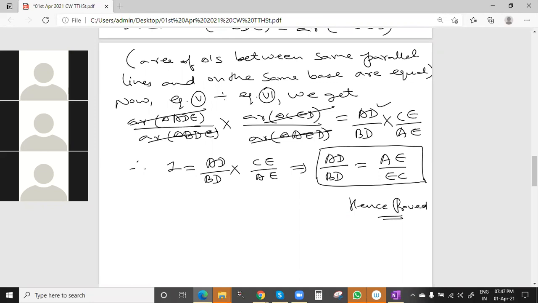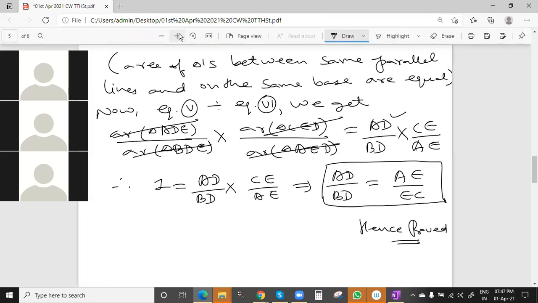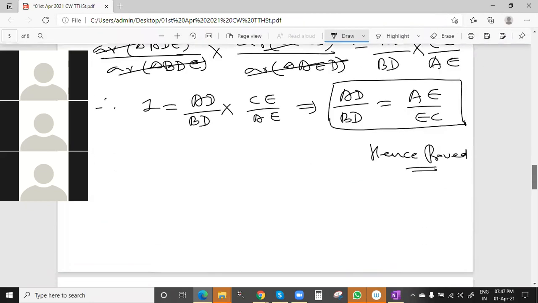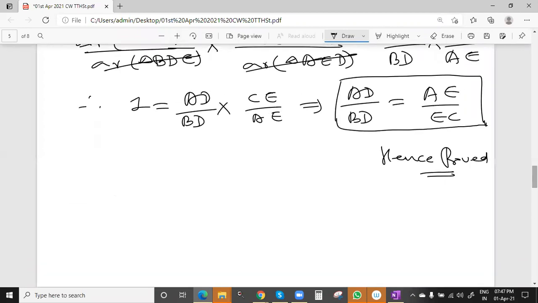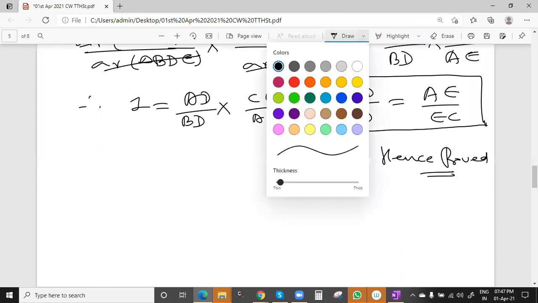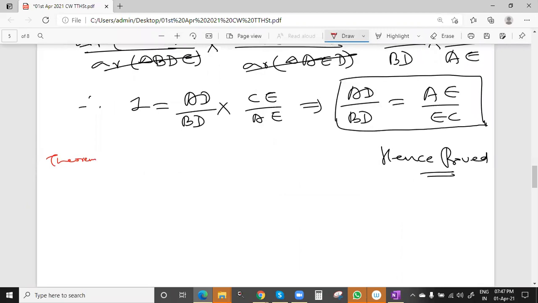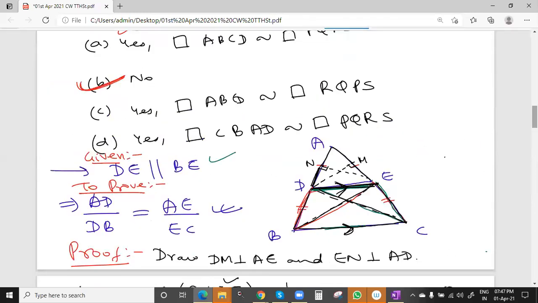So, the reverse of this proof is not normally asked. What is the reverse of this proof? This was theorem 6.1. So the reverse of this theorem is theorem 6.2.